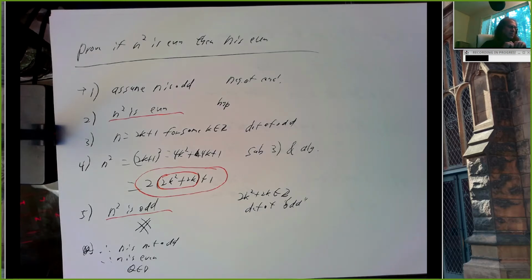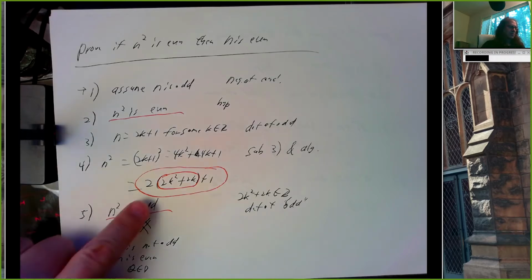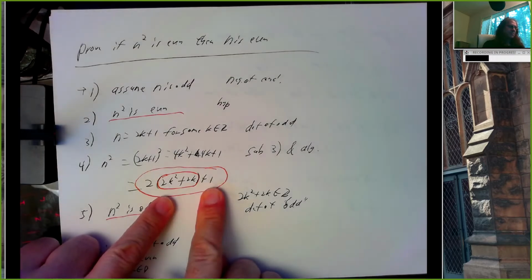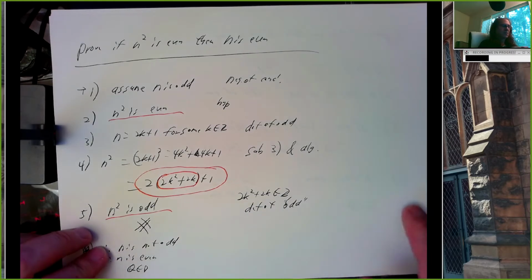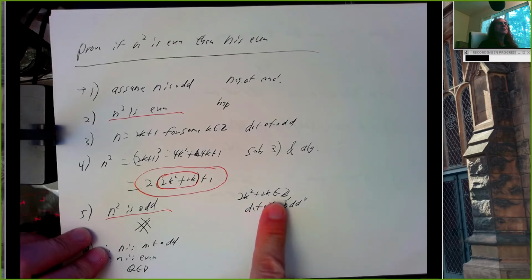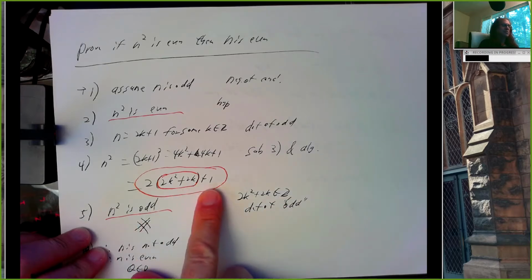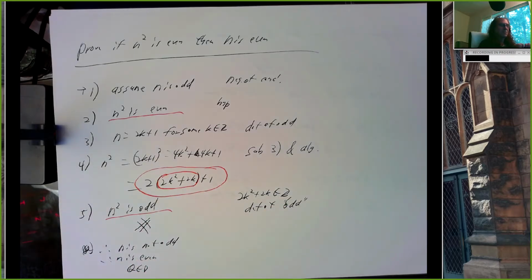Reasoning next to n squared is odd. This one. N squared is twice an integer plus 1. That's the definition of odd. So 2k squared plus 2k is contained in Z. That just means it's an integer. And so this is 2 times some integer plus 1. Yeah, the odd was down here.